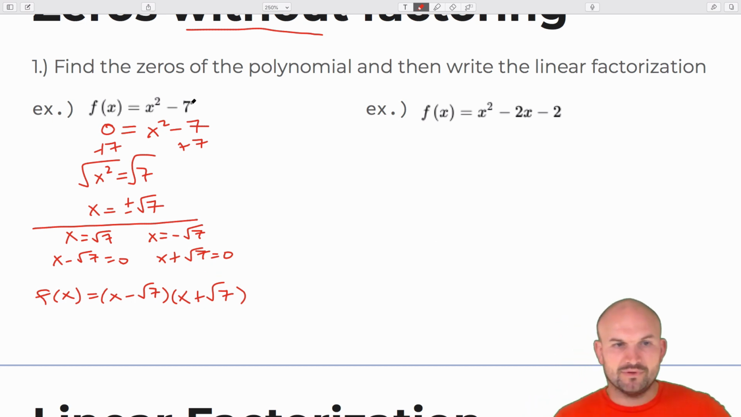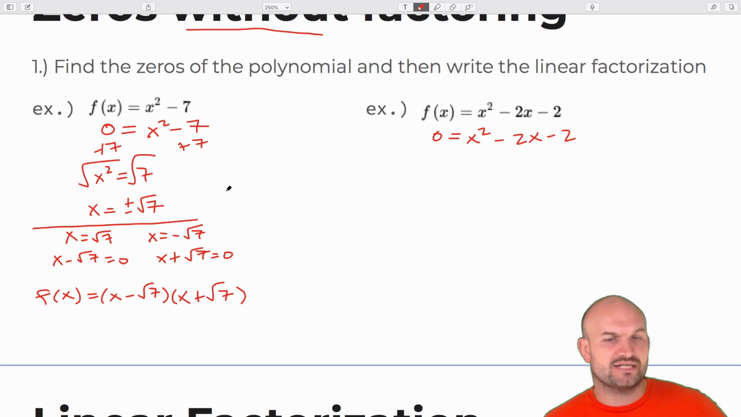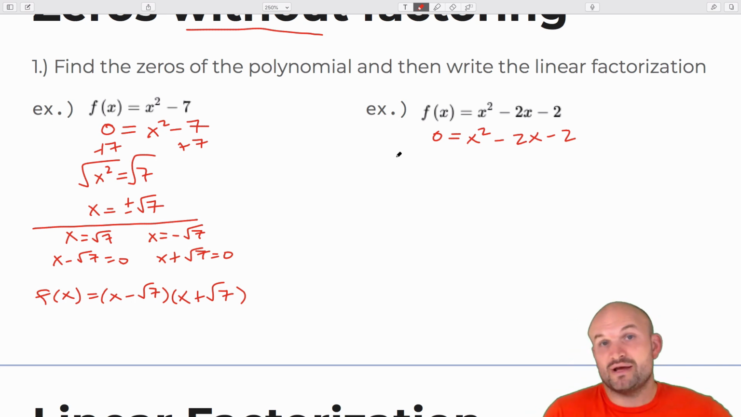Now for the next example, for this one, we add 7, take the square root, right? But this one, we don't want to add 2 and then take the square root because there's more than one variable. We have an x squared and we have a negative 2x. So we can't use inverse operations like in the last one. And so what we need to do is use the other way that we learned how to solve quadratics without factoring, which is the quadratic formula.